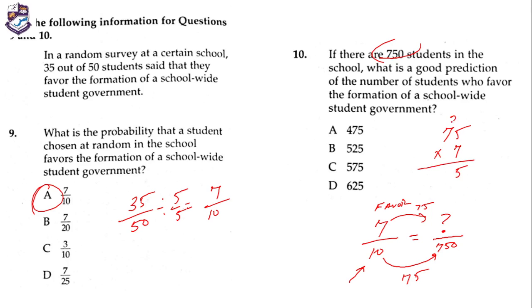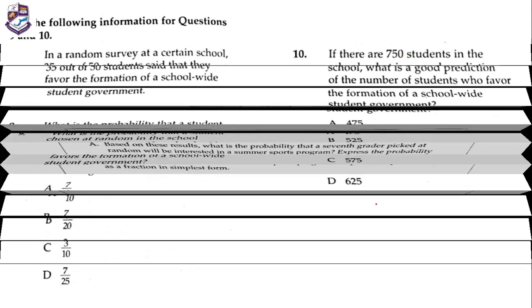So I get 35, carry the 3, 49 plus 3 is 52. So 525 people would be a good estimate, or a good prediction, I should say, as to how many kids would favor the school-wide government based on our survey. Okay, so we're going to get better at those. We're going to keep practicing them.